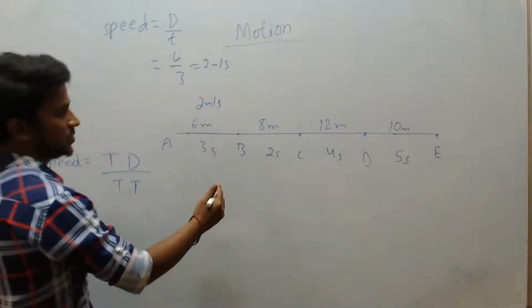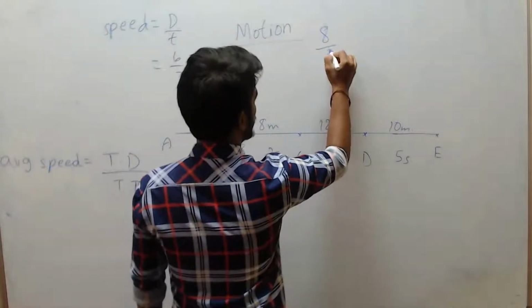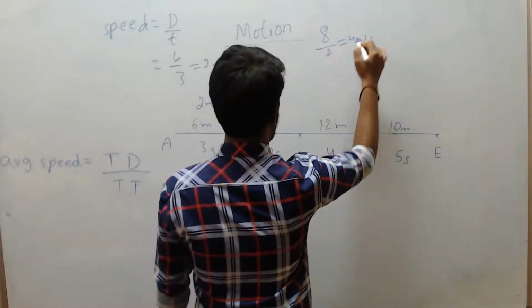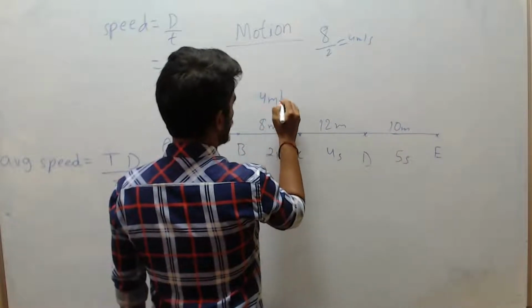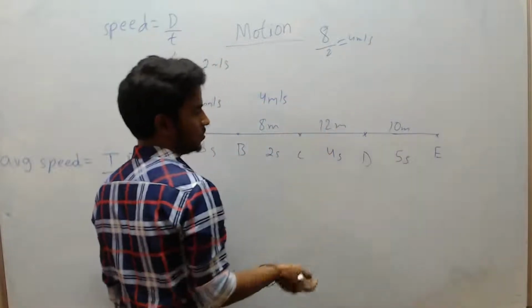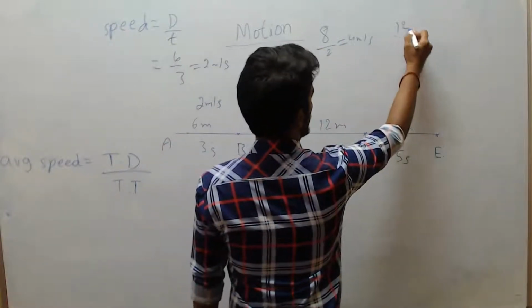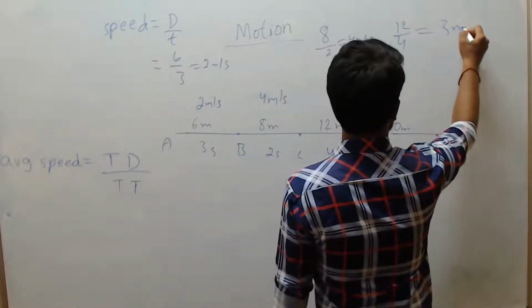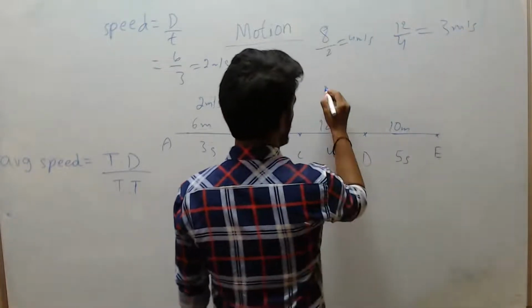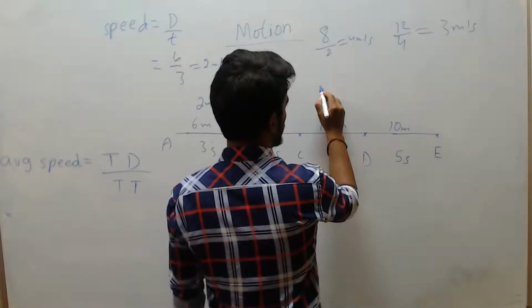Then what is the speed from B to C? B to C is 8 divided by 2, that is 4 meter per second. Here the speed is 4 meter per second. Then what is the speed from C to D? 12 by 4 equals 3 meter per second. Here the speed from C to D is 3 meter per second.